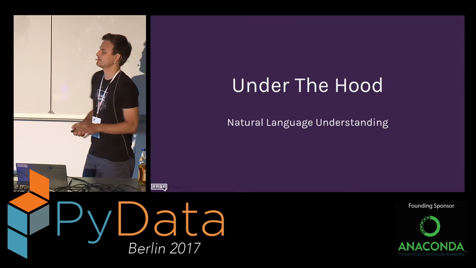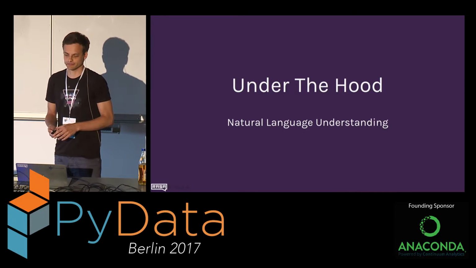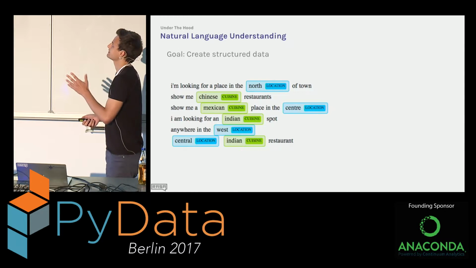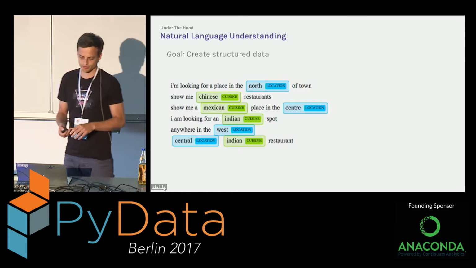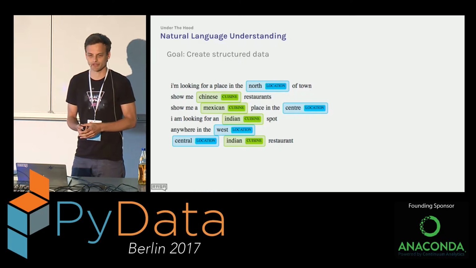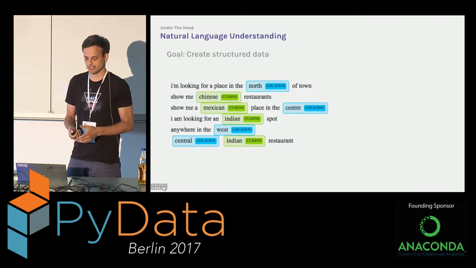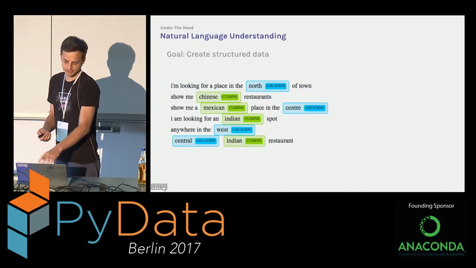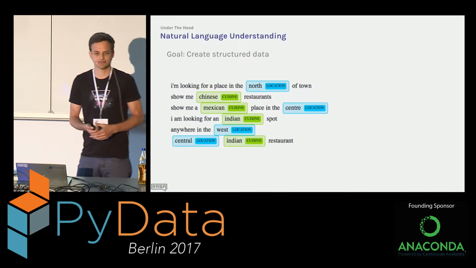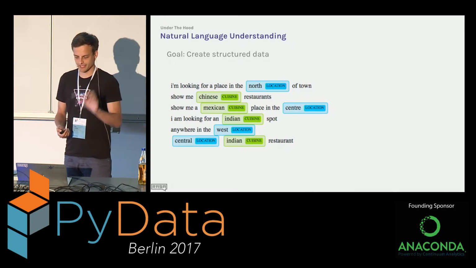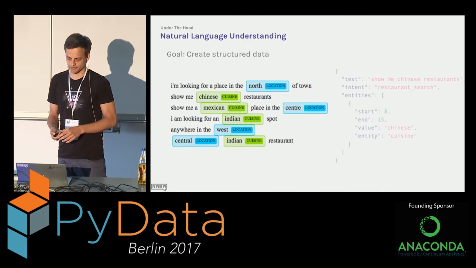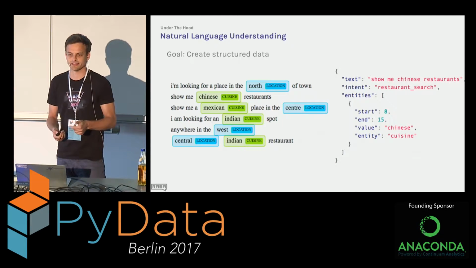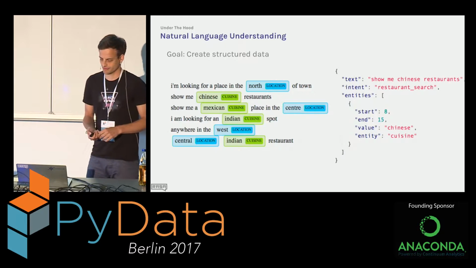So first of all, I want to have a look at the natural language understanding and dig a bit deeper into that topic. So as I said, the goal is to get structured information. So what we can see here are different messages about restaurants. So I'm looking for a place in the north of town. And what we want to extract are entities, for example, north, center, Chinese, Mexican, stuff like that, and the intent of the whole message. So that could look like that, right? So we got the text, intent, and entities there. Pretty simple.